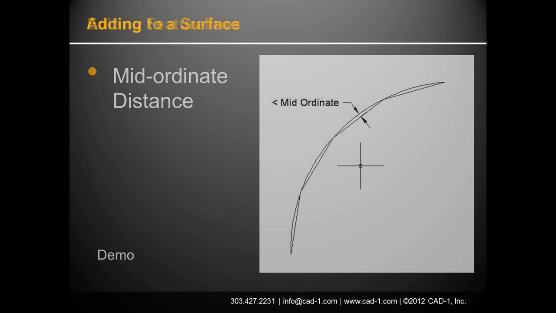So I've got the feature lines created. They're added to the surface. Oh, that's a good question, Joe. So Joe asks, how can we permanently set the mid-ordinate distance to be 0.1?